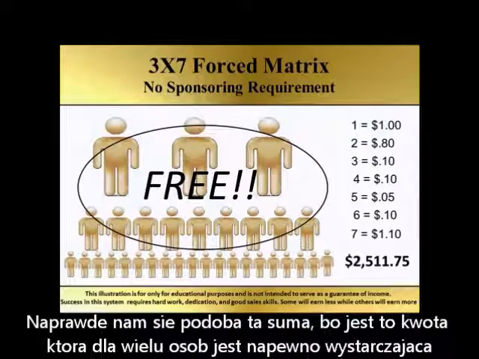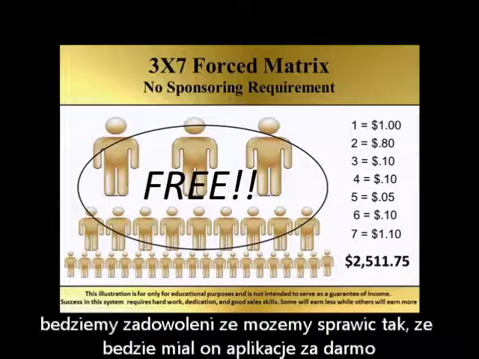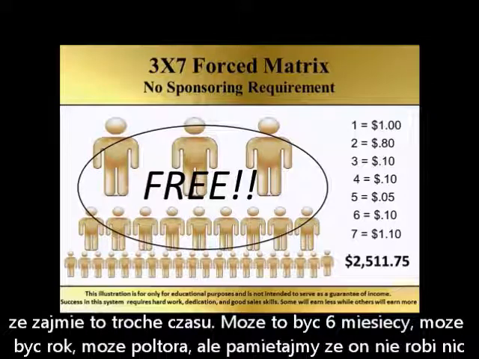And you know what? We really genuinely like that number because it's something that's useful for anybody. That's enough money to really be helpful for a lot of people. But at the same time, we need to let you know, realistically speaking, that if Uncle Bob gets started with us, we're glad that we can arrange things in such a way that he can get his application for free. But if Uncle Bob is wanting something to develop very, very quickly, we got to tell him right out of the gate, Bob, it's going to take some time. In fact, it could take 6 months, it could take a year, it could take a year and a half. But remember, Uncle Bob's not doing it, okay?